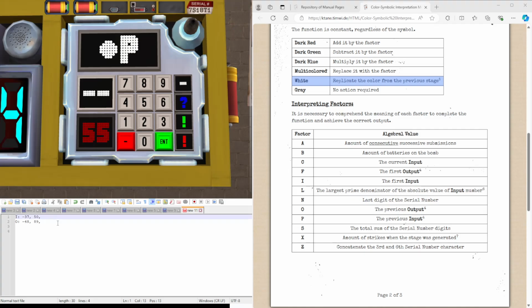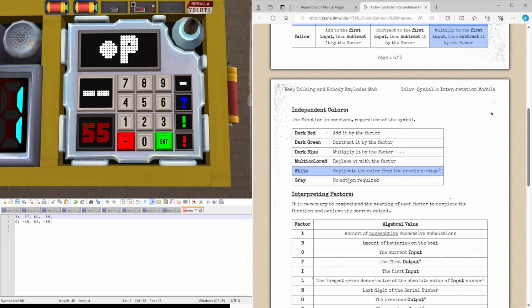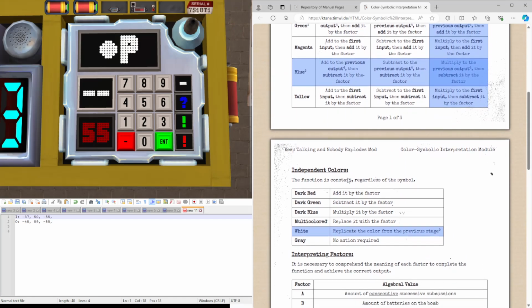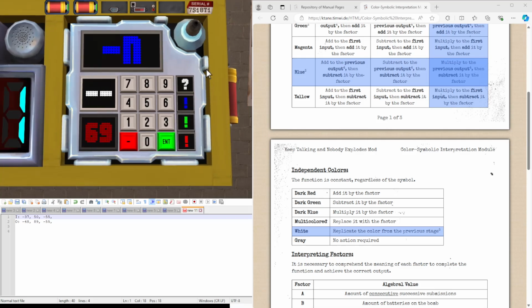So we're going to take our input and have it as our output. The previous stage does not count as being blue because the actual colour of the previous stage was white. So since it stays white, we just do nothing. So negative 55. And we still have that stage as well. Our final input, we don't really need to note it down because it's the last stage.